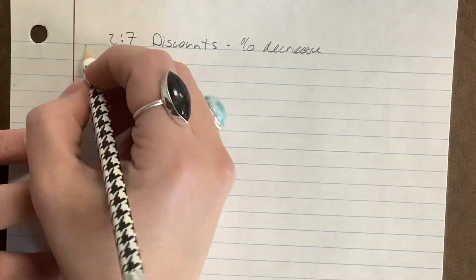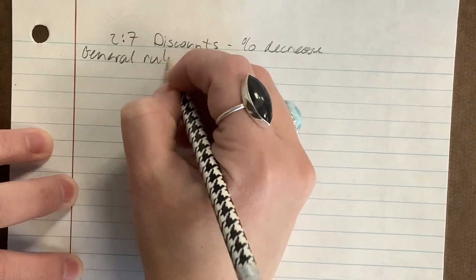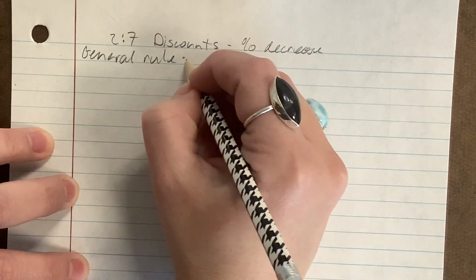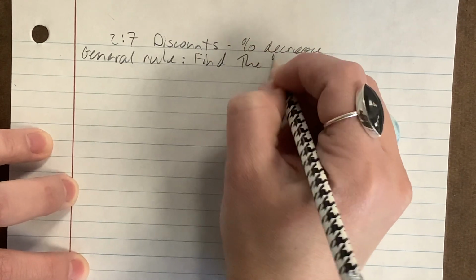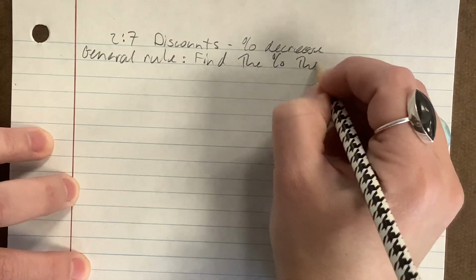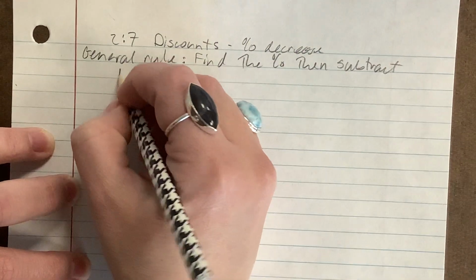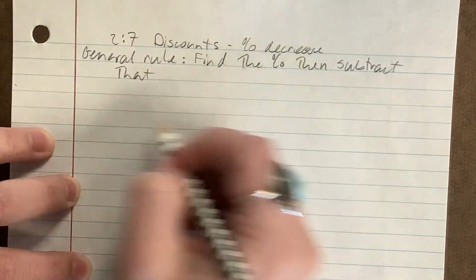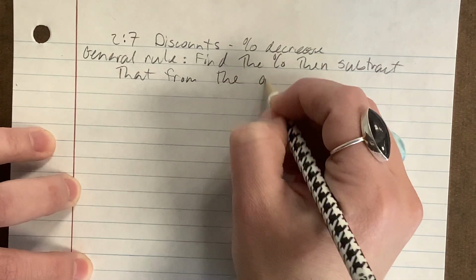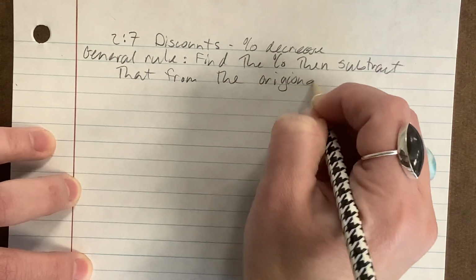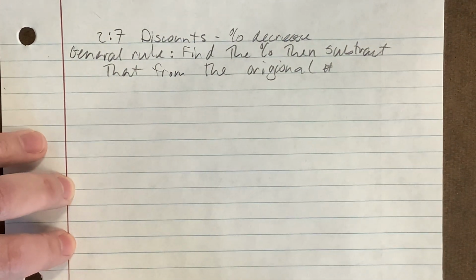Okay? So our general rule for finding a discount is you can find the percent and then subtract. You subtract whatever the percent was from the original number. Okay, that's the basic idea.